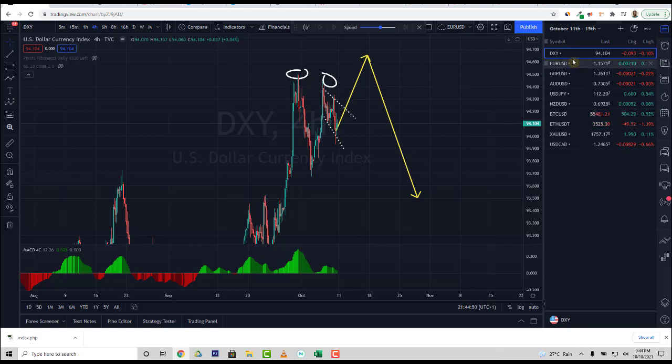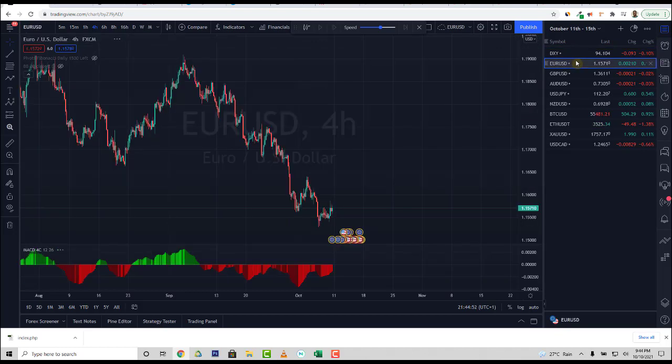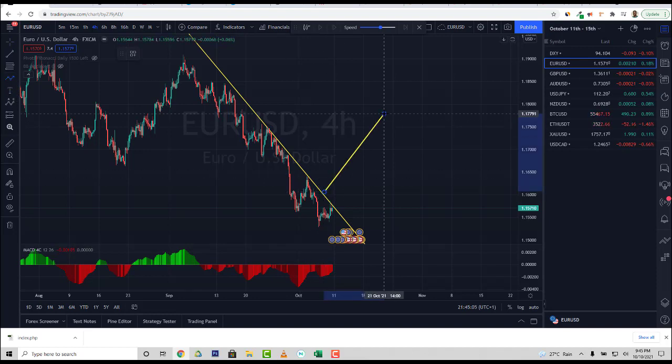So let's move quickly to Euro USD. If you guys also check the analysis I made last week, I said Euro USD was primed for an upward movement. But before we get that upward movement, we could likely get a correction down.